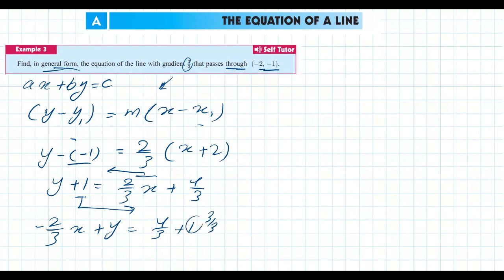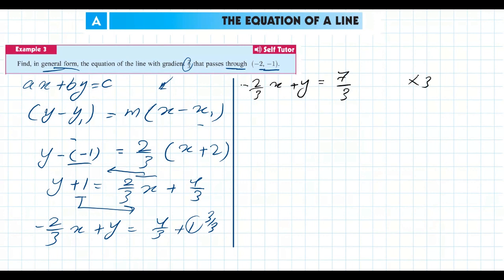Then here I'll take a line, and after that let's continue. Then it becomes negative 2 over 3 x plus y equals 7 over 3. Is it difficult? No, not difficult at all. Then times 3 becomes negative 2x plus 3y equals 7. Simple as that.